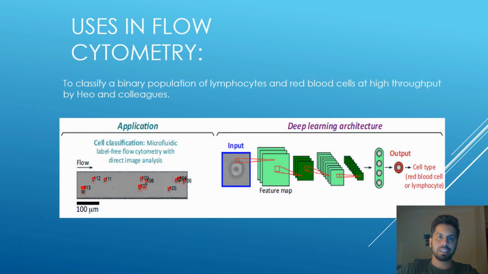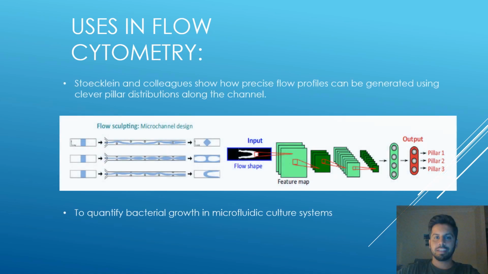This approach of CNN can be used in different microfluidic applications, for instance, to calculate the binary population of different types of cells, for instance, lymphocytes and red blood cells at high throughput. This was done by Yo and his colleagues and can be seen in the image below as well. It can also be used to predict different flow types for different types of channels, as can be shown in the image. And they've also been used to quantify bacterial growth in microfluidic culture systems.